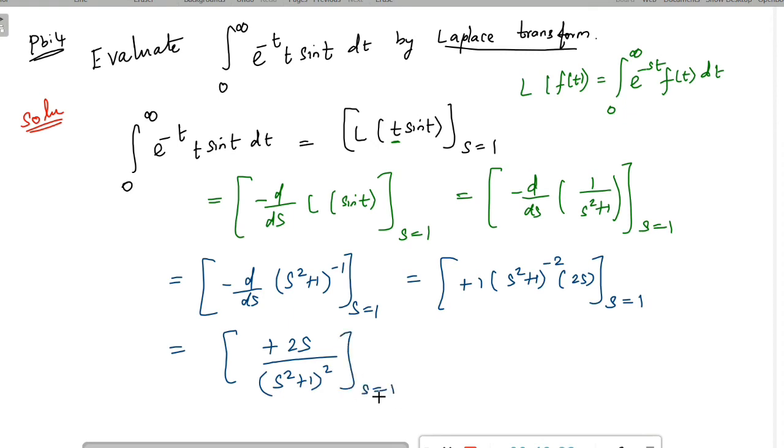After finding the Laplace transform, you have to substitute s by 1. So 2 divided by 2 square, which is equal to 1 by 2. So finally you get the integral from 0 to infinity of e power minus t t sin t dt equal to 1 by 2.